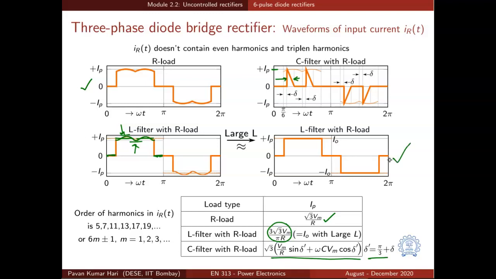One interesting point here is that in all these 4 waveforms there are no even harmonics, because there is half wave symmetry, and by Fourier analysis, it can also be shown that there will not be any triplen harmonics. That means harmonics of the order of 3n. So the order of harmonics present in source current waveform in all these cases is 5, 7, 11, 13 and so on, which can be written in general as 6m plus or minus 1, where m is equal to 1, 2, 3 and so on.